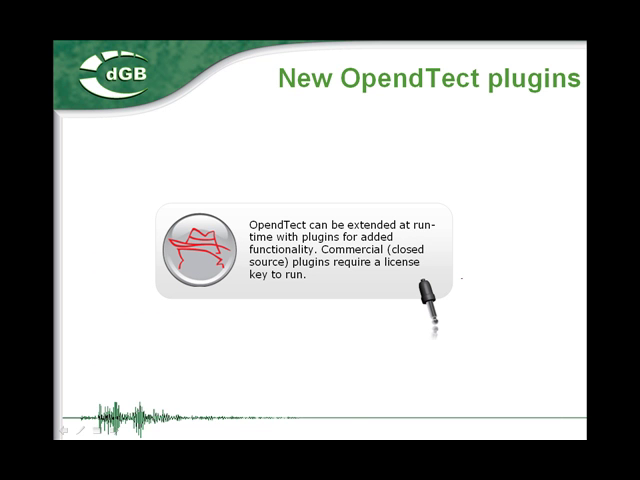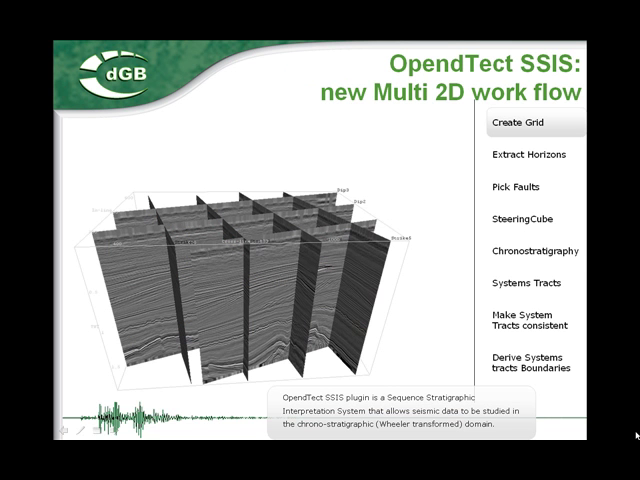What was presented up till now is all released in the open source domain as OpenDetect. In the next few slides we look at some of the highlights in the commercial plugins. SIS stands for Sequence Stratigraphic Interpretation System. This commercial plugin is the flagship product of DGB. In version 4 we introduce a new workflow called Multi-2D. This workflow can be applied to 2D and to 3D data.